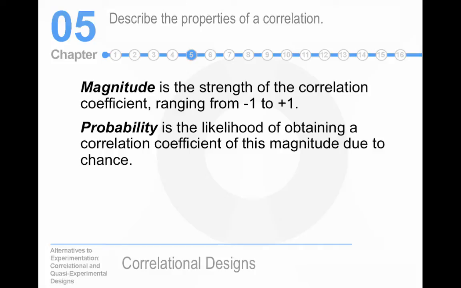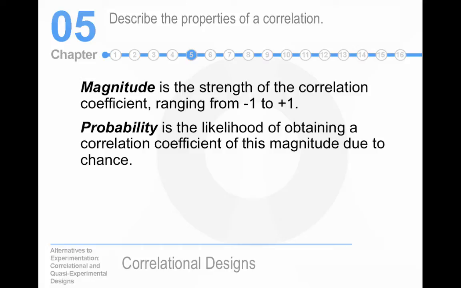And then the sign is just indicative of whether it's inverse or direct. And so, for example, a -0.54 correlation is a stronger correlation than a +0.32. So you're looking at the absolute value when you're considering magnitude or the strength of the correlation.